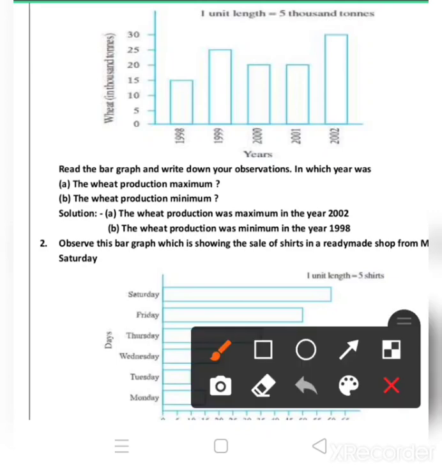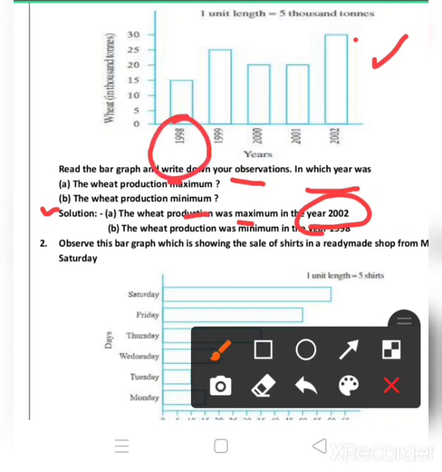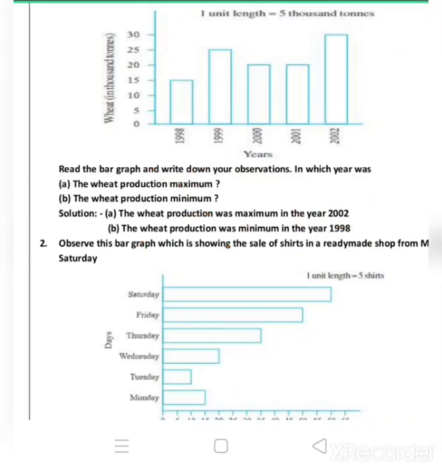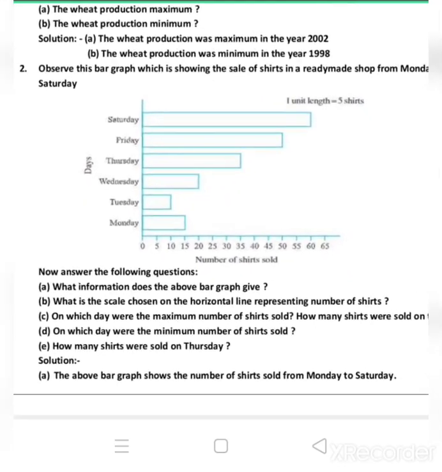Read the bar graph and write down your observation. In which year was the wheat production maximum? So clearly we know the wheat production was maximum in year 2002. Second, the wheat production minimum: here in 1998, that is 15,000 ton. The wheat production was minimum in year 1998. So this is your question number 1. Let us move to question number 2.